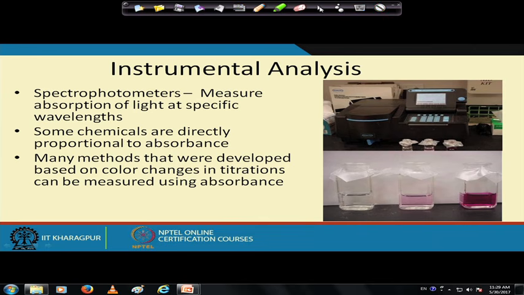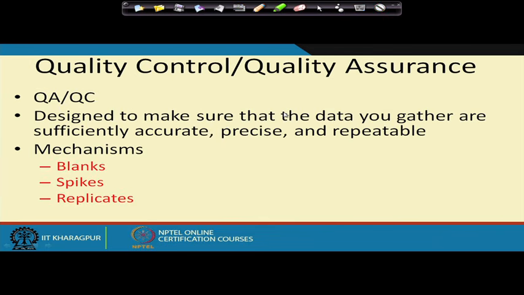So there is the concept of quality assurance and quality control, that's QA/QC. It's designed to make sure the data you gather are sufficiently accurate, precise, and repeatable. Data quality is very, very important. As I said earlier, that's one area where I see that we lack, in general. Some people might be doing great, but in general, our data quality, we don't really pay very good attention to it.